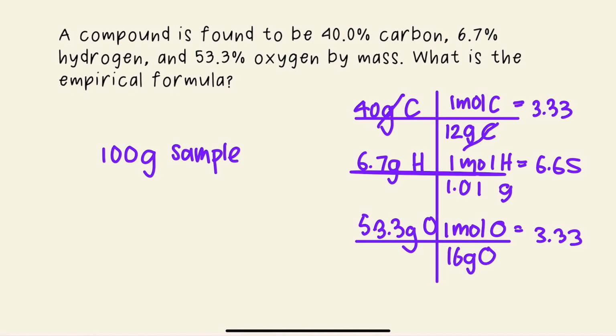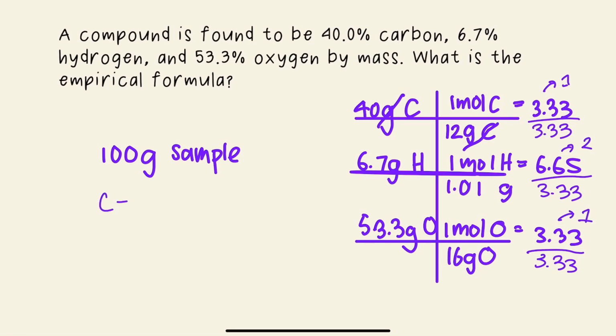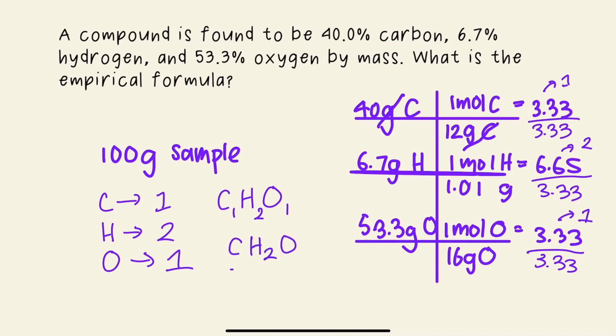You're going to divide all of these moles by the smallest number. Out of all of these, the smallest is 3.33, so I'm going to divide everything by that number. When we do that, I get 1, around 2, and 1. So I got 1, 2, 1 for carbon, hydrogen, and oxygen, and this just represents the relative amount of moles in my compound. When I make an empirical formula, I put down my constituents, and then I add the subscripts. Obviously, if there's a 1, you don't have to add anything. And this is my empirical formula.